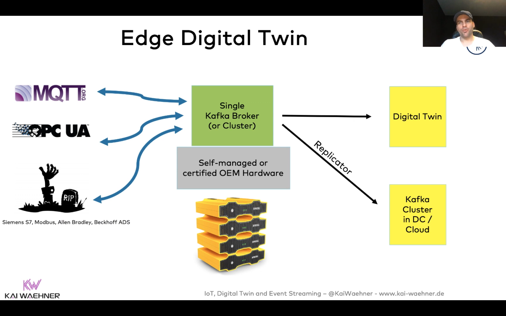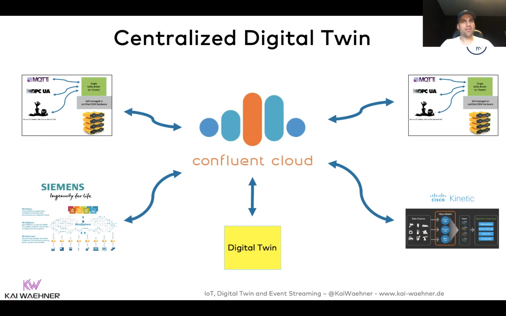And then with that you can either have your digital twin at the location at the edge, if you want to do local processing and state storing there, or you replicate the data to another central cluster, right? So this is in the end what I mean with edge digital twin architecture. And then based on that, you can build a centralized digital twin.